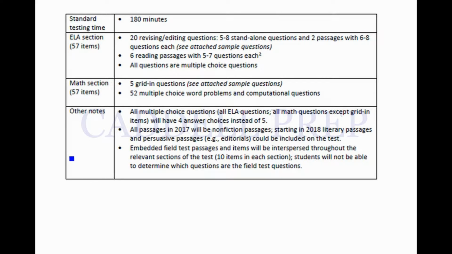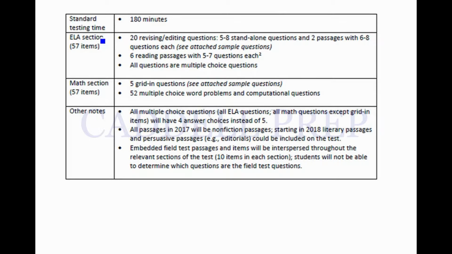In this lesson, we'll cover the format of the SHSAT. Alright, so let's go over the basic format of the test. So the test itself is 180 minutes, and you could use those minutes in any way you like.